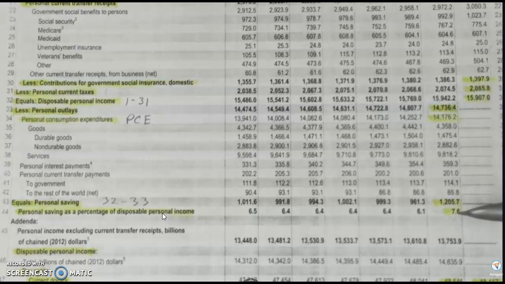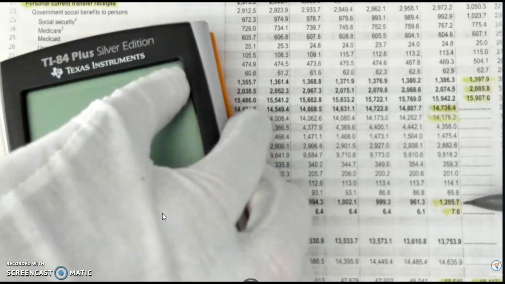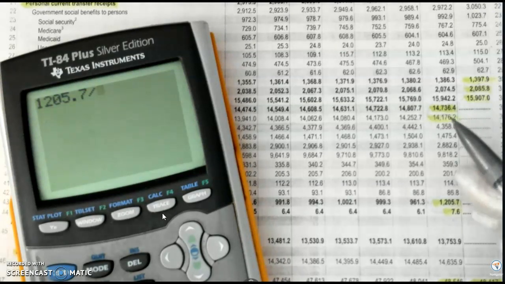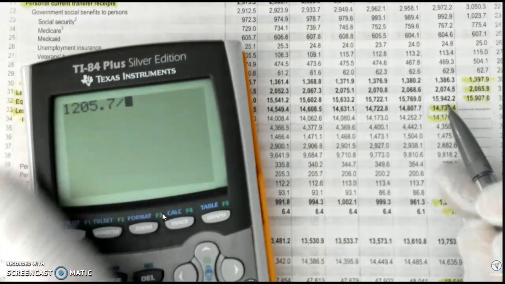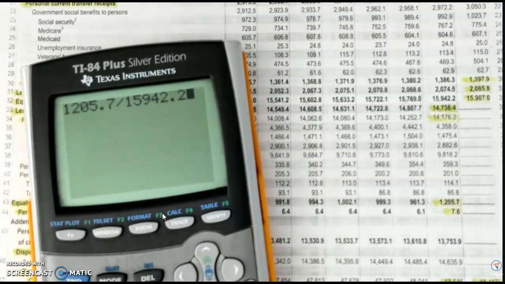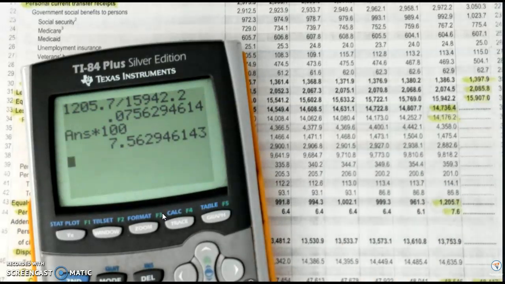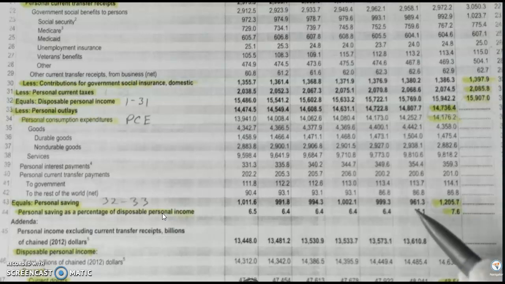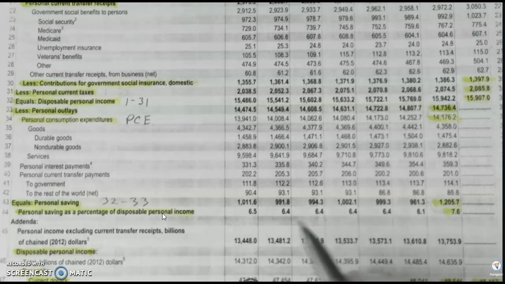You can also look at it as a rate. So if we take this 1.2 trillion, and we divide that by the actual disposable income, which is 15,942.2, then you get 7.6%, right? You could again multiply that by 100 if you want and round to the 10th place, so 7.6%. So that means that there was a 7.6% savings rate in December of 2018, and that's up from November. But you can see we're kind of hovering in a similar range here, but it definitely ticked up a bit.